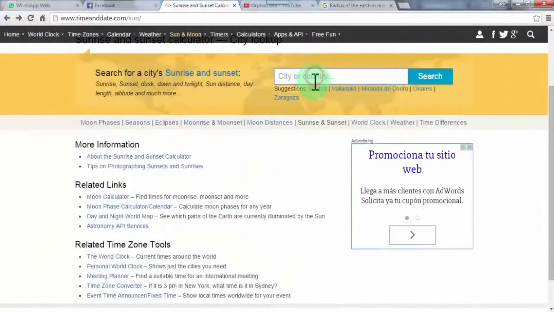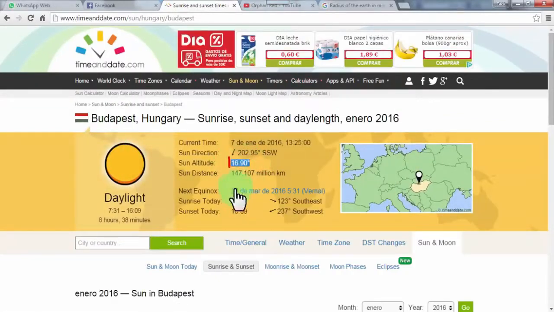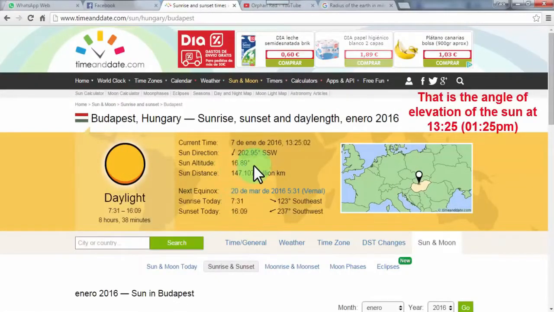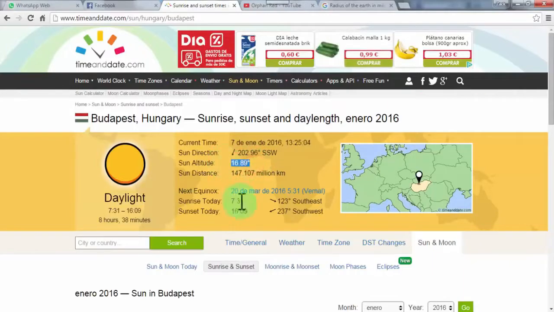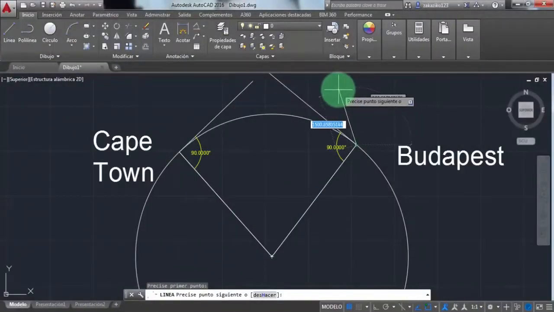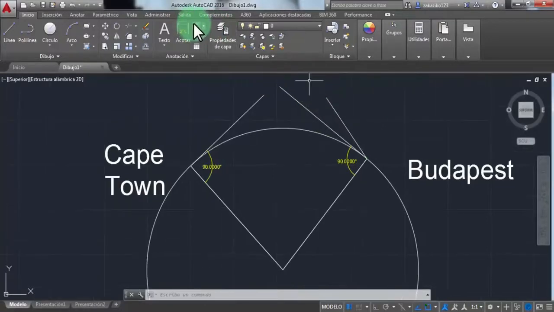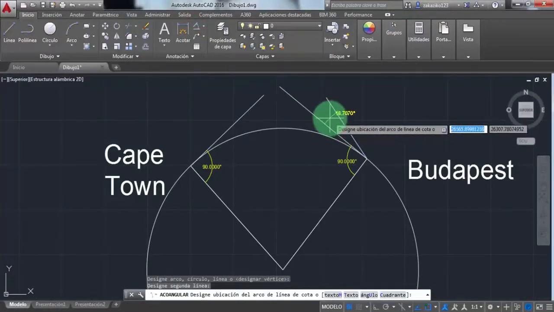Now we are going to use the Time and Date website to get the elevation angle of the Sun for the two cities. Let's start with Budapest, Hungary. It's 16.89 degrees. Let's just say 16 degrees. Now I'm going to draw the angle. There you go. 16 degrees.